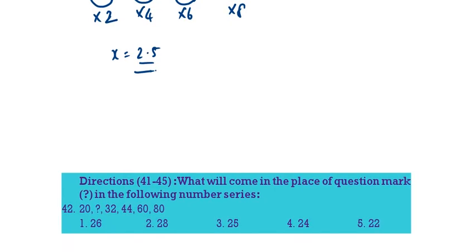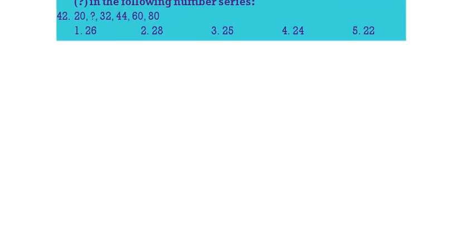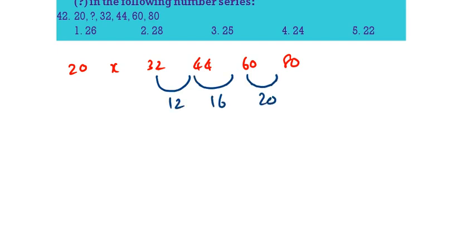Next question. 20, question mark, 32, 44, 60, 80. So here what should come in the place of the question mark? So this is 12, this is 16, this is 20, so this will be equal to 8. So 32 minus 8 is equal to 24. 24 is the correct answer.